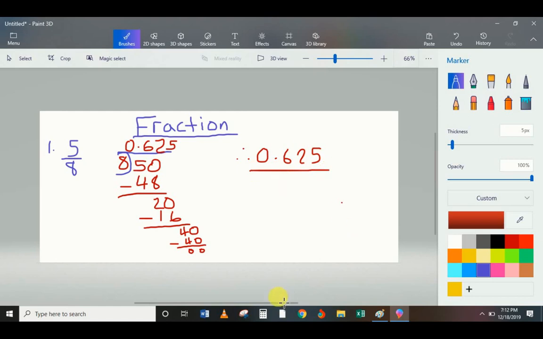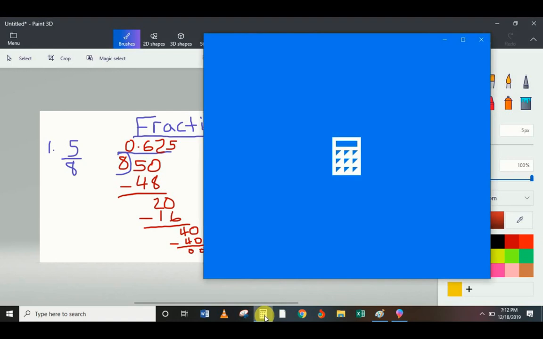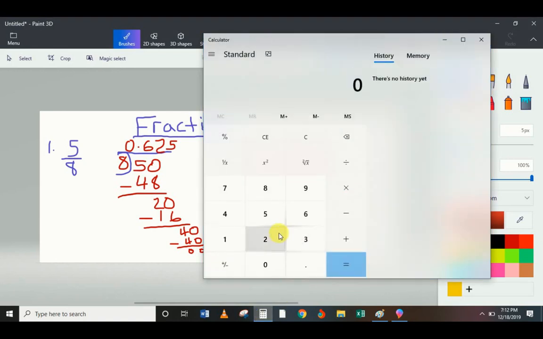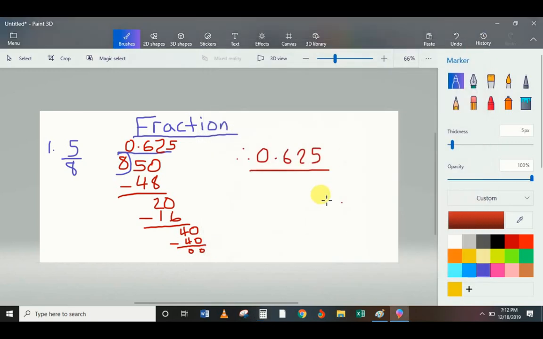You can also use a calculator to confirm your answer. So I'm going to use a calculator. So 5 divided by 8 is 0.625. Very good. So this is how we convert a fraction to decimal.